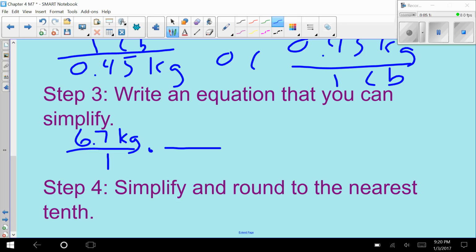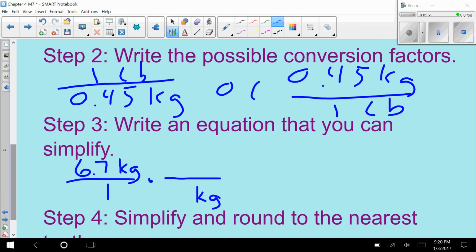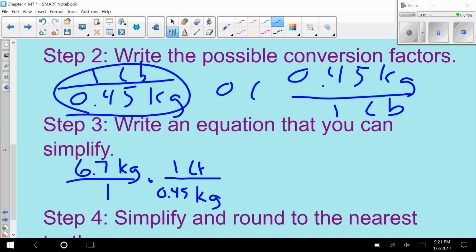So I want kilograms to be diagonal from kilograms so that we can cross-cancel that label, which means we're going to be using this one of our conversion factors because it has kilograms on the bottom. So now you notice kilograms cross-cancel.